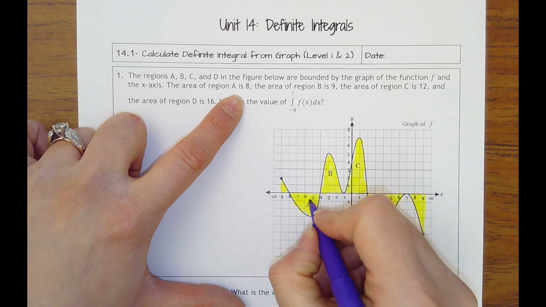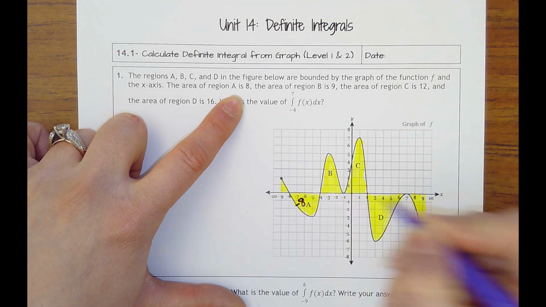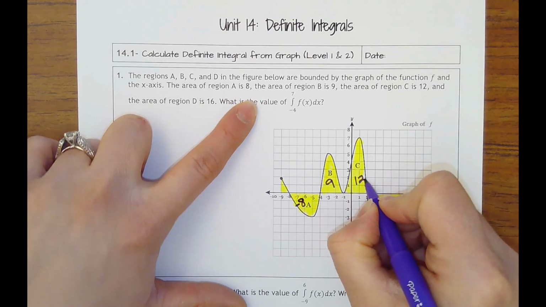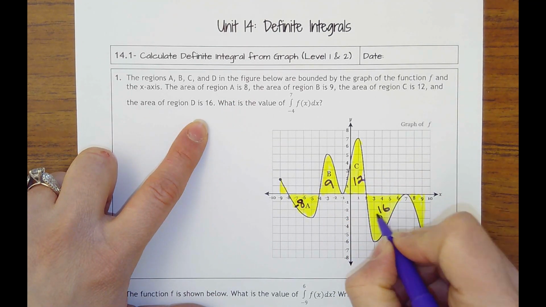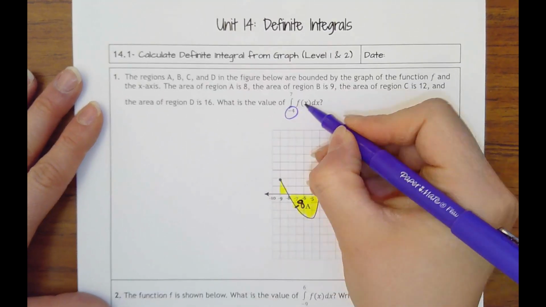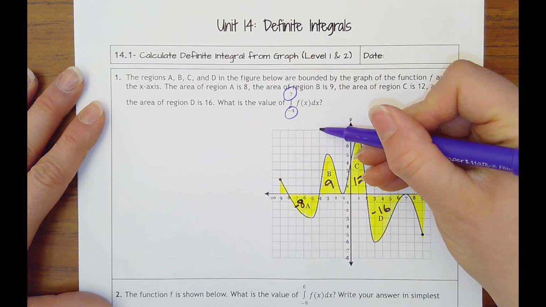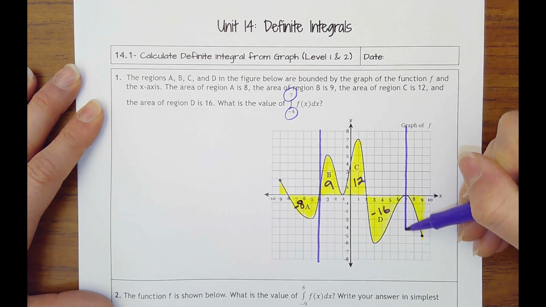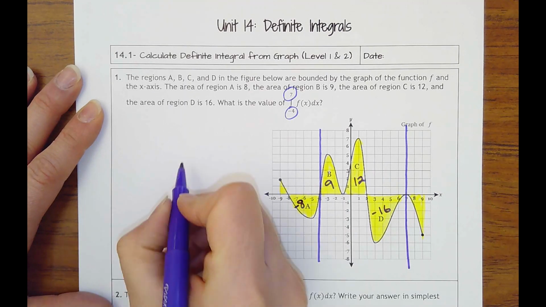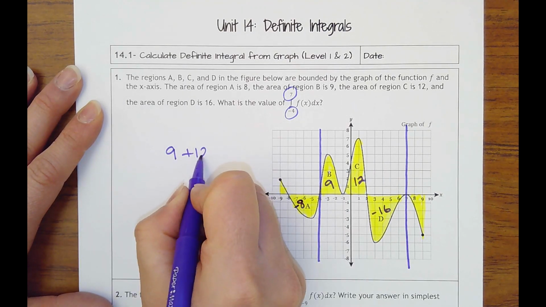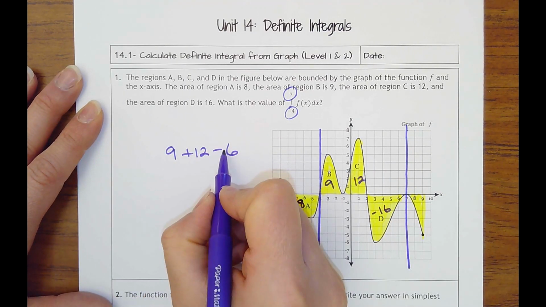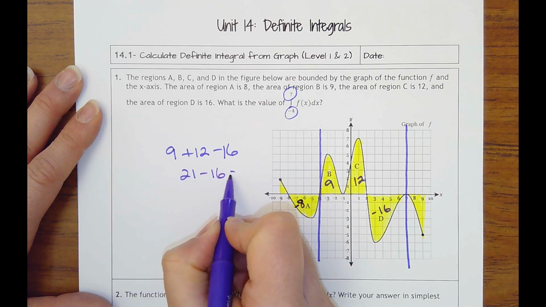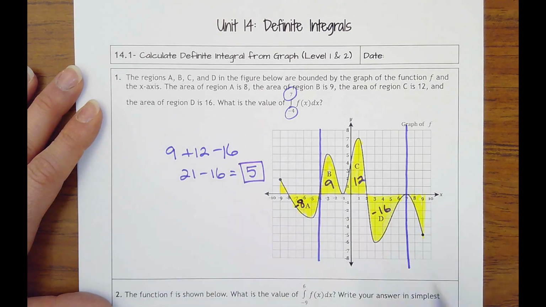So region A is 8, but that's going to be a -8. B is 9, it'll stay positive. C is 12, and then D is 16, which again would be negative. But again, they want us to go from -4 to 7. So from here all the way to here. And so we're just going to simply add 9 plus 12 minus 16. That would be 21 minus 16, which would be a net area of 5.